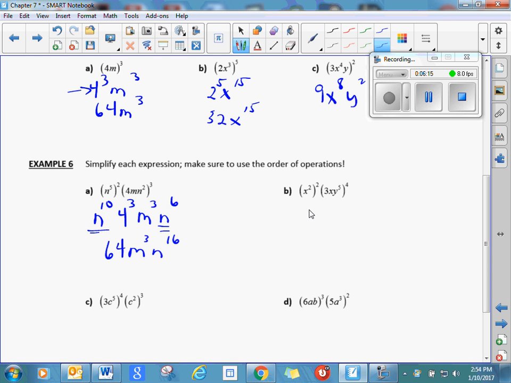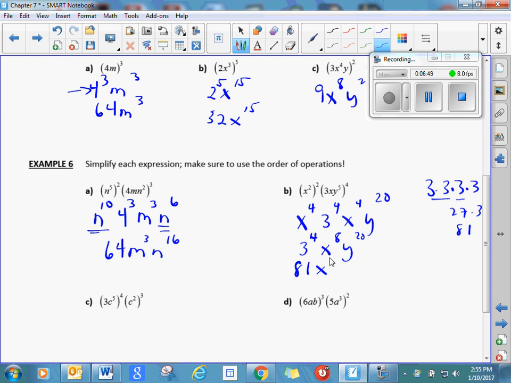Okay, what do we have? That's x to the 4th. That's 3 to the 4th, x to the 4th, y to the 20th. When we put it all back together, our coefficients, our numbers come first, 3 to the 4th, and that's going to be x to the 8th, y to the 20th. 3 to the 4th, you may or may not know what that is. 3 times 3 times 3 times 3, 9 times 3, 27 times 3 is 81. Again, this is small enough that I would expect to see that 81 in a simplified answer.